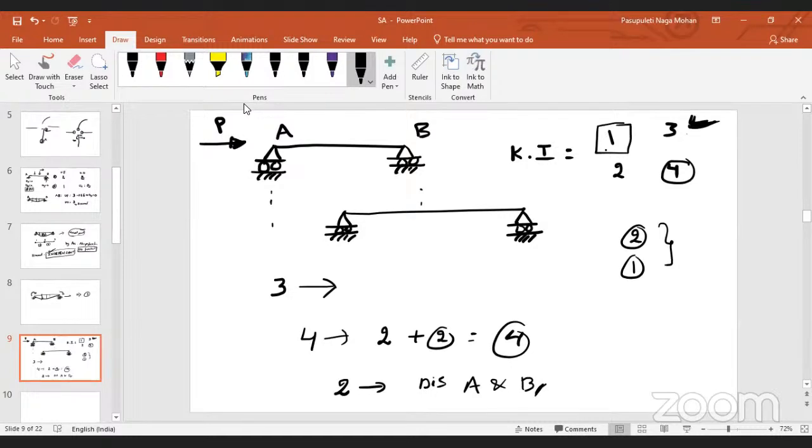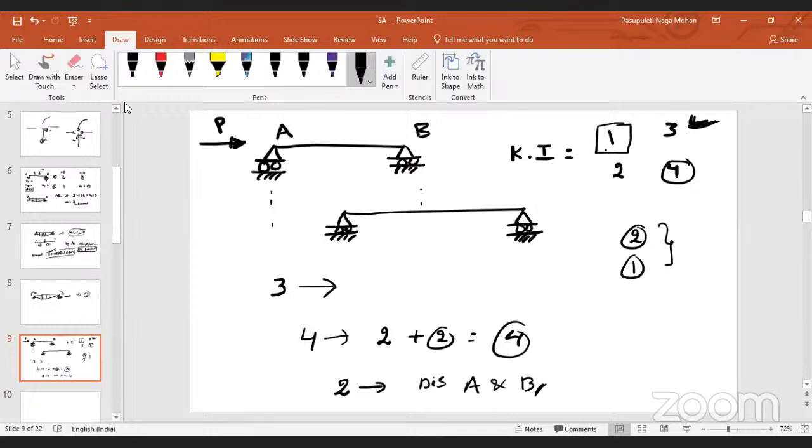Now see, the first thing is, imagine this we have already discussed. As horizontal force is applied here, which type of force is it to the member AB? Is it an axial force or a transverse force? Axial force.